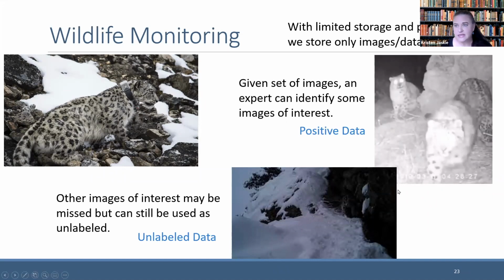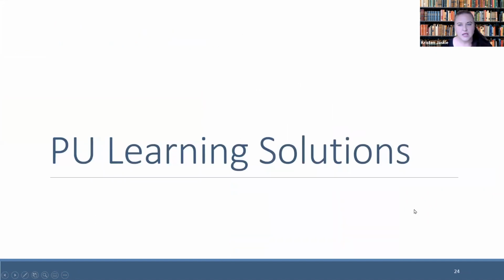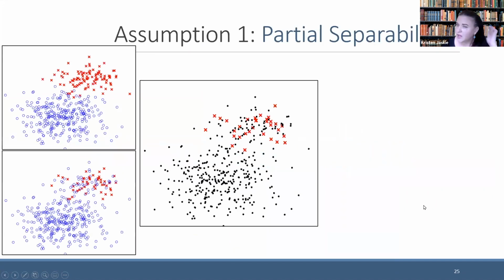However, let's dive in now to how this algorithm works. How do we know it's useful? And what's going on with it? So before we talk about specific applications and specific solutions, I'm going to talk about two important assumptions that are used in this field.